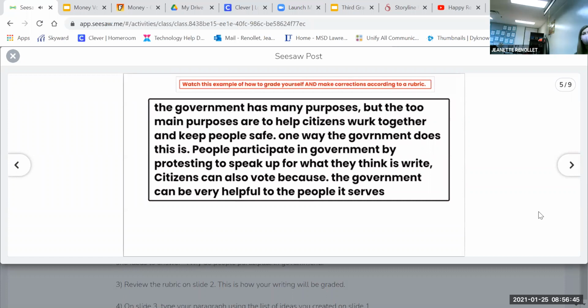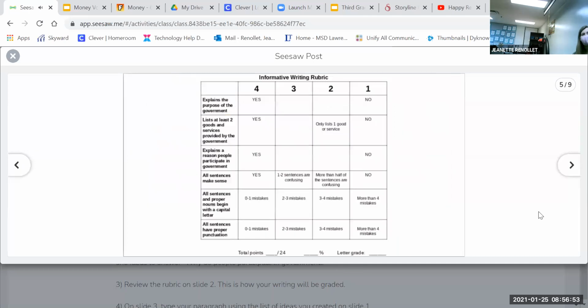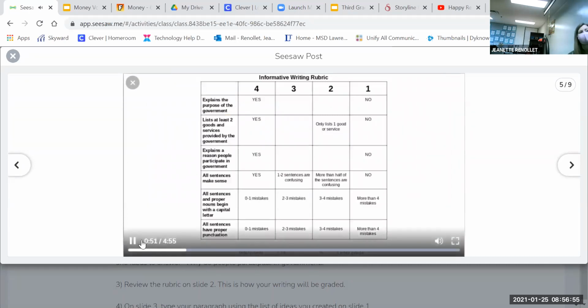Citizens can also vote because the government can be very helpful to the people it serves. There were a few things in there that didn't make sense. Did you catch them? That's why it's important to go back and check your work. Let's look at the rubric on slide 2 from Friday's work.